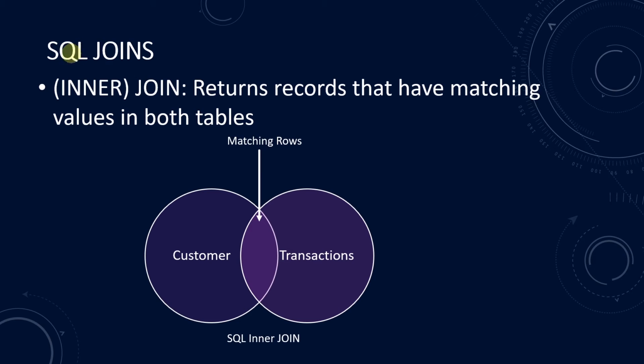There are different kinds of joins, but we'll focus on the inner join for now. Inner join returns the records that have matching values in both tables. Let's cover this with an example.